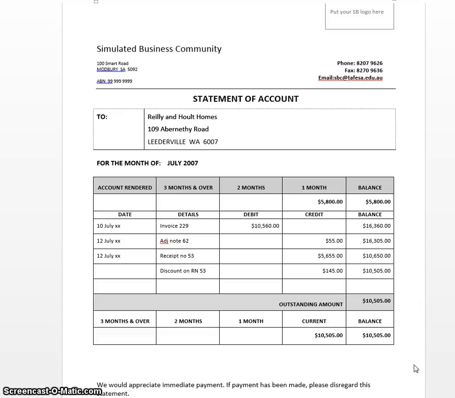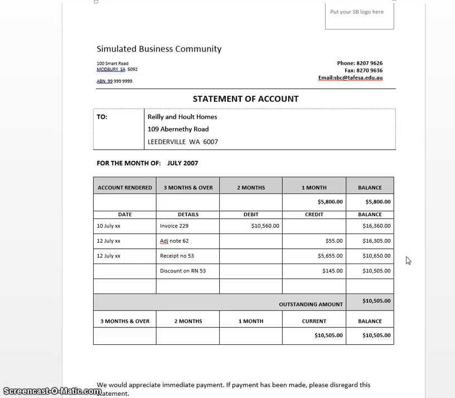A good way to look at statements is to see the story of the transactions that have taken place on the account. In this sample statement for Riley and Holt Homes, the story is Riley and Holt Homes owed $5,800 from the month of June, so this is being recorded as our opening balance. They purchased some goods for $10,560 on the 10th of July, so this has increased the amount that they owe to $16,360.